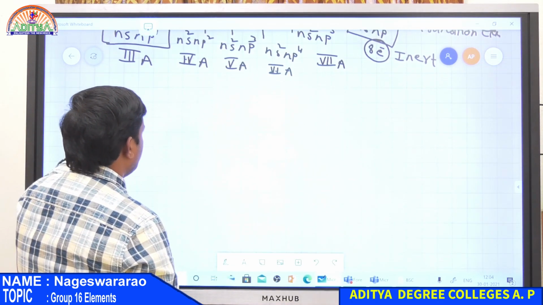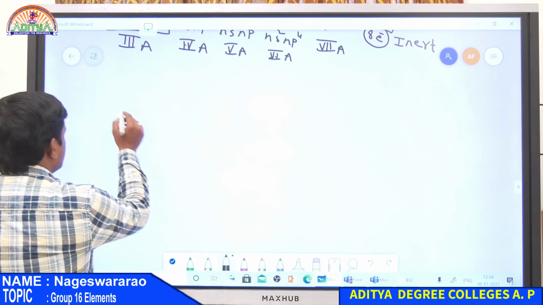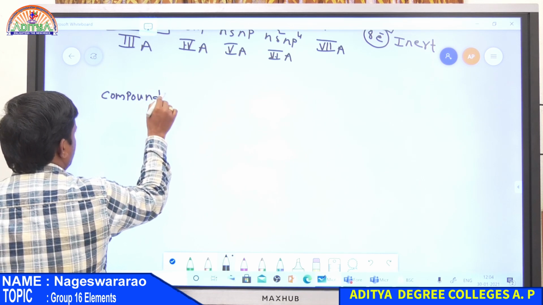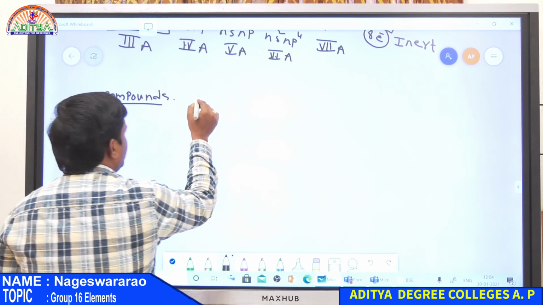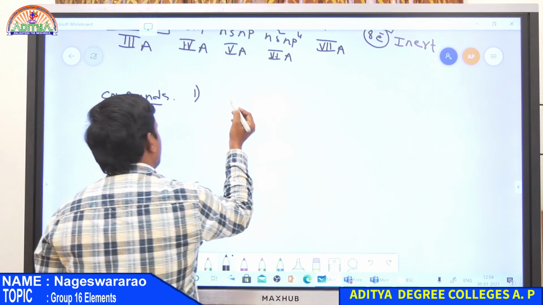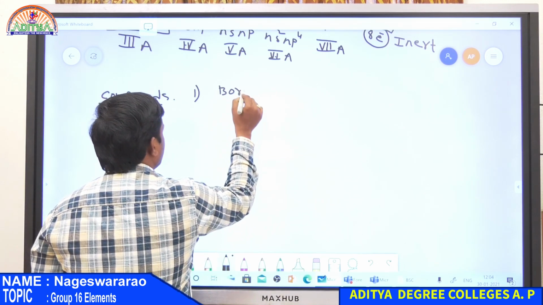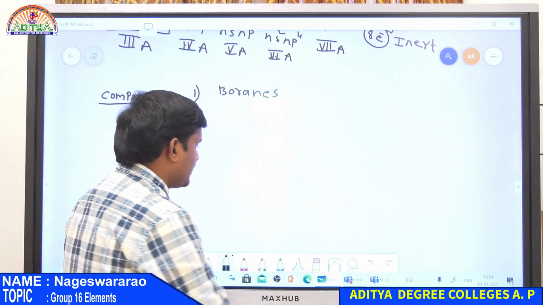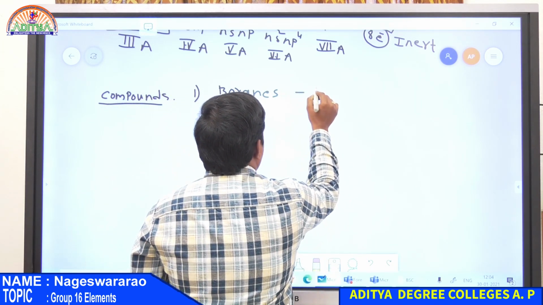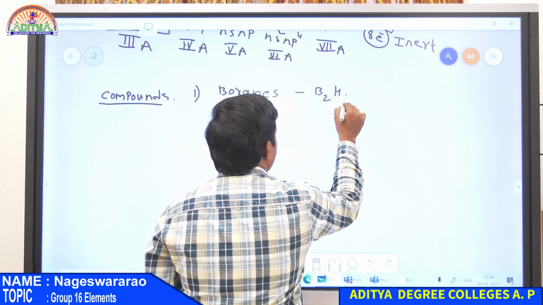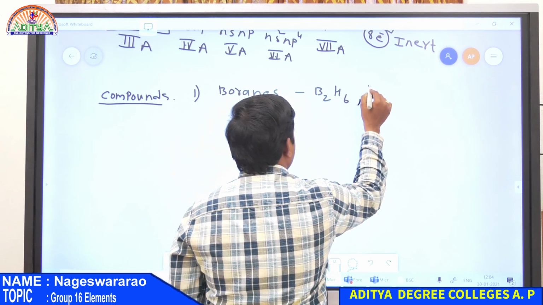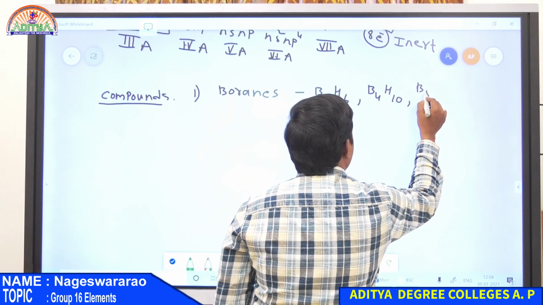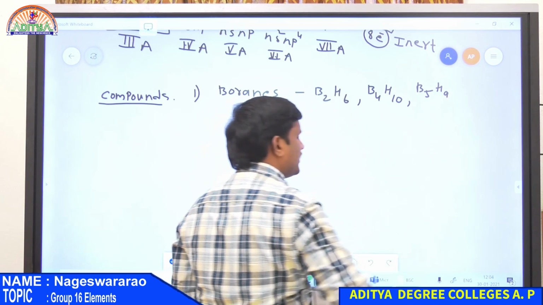The compounds of boron family. So for the boron family compounds we discussed here 3 types of compounds. First compound is boranes. Boranes are nothing but hydrides of boron. So we derived the boranes of B2H6, that is diborane. Next B4H10, that is tetraborane, and B5H9, this is pentaborane.